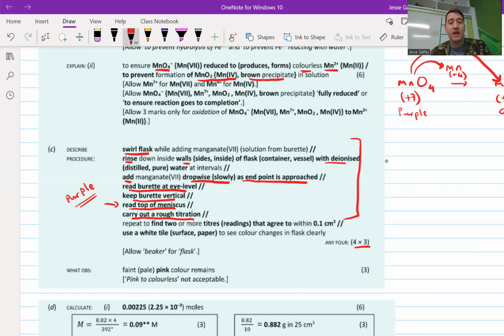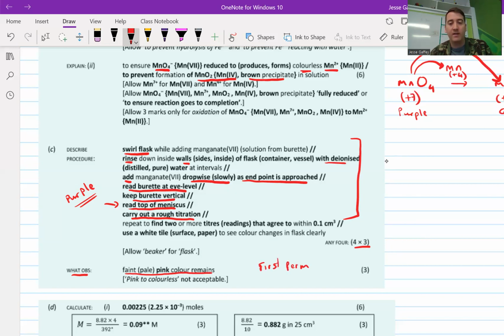Okay, so what do we see at the end then? Okay, so at the end, remember that the permanganate is self-indicating. So what observation do we make? We see the first pale pink color which remains, or what I say is the first permanent pink color.